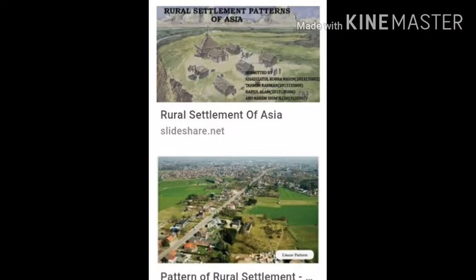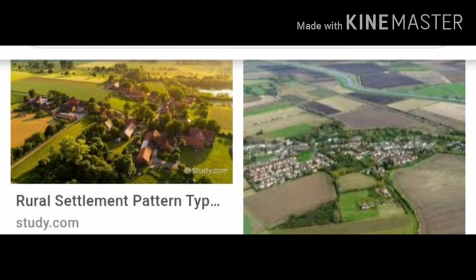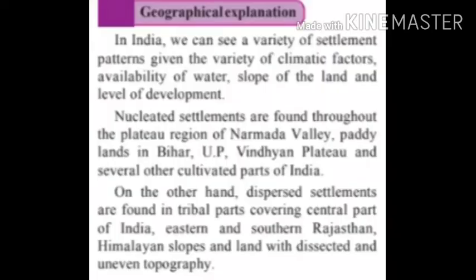Students, you have to see here some rural settlements in India or in Asia. We can see some are linear settlements, some are nucleated settlements, some settlements are circular, some settlements are dispersed. Here you can see that some settlements are nucleated settlements.